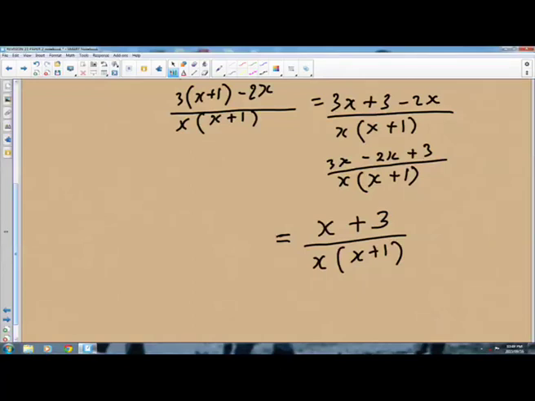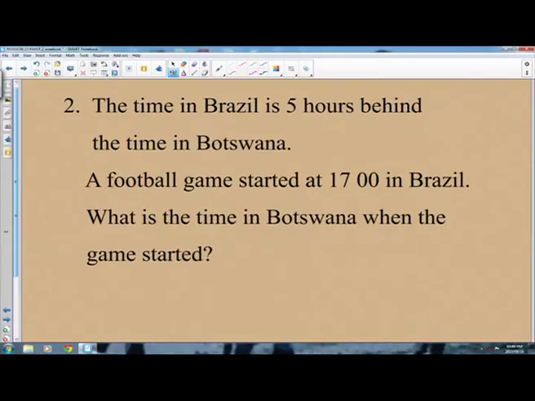And then the next revision question. Question number 2. The time in Brazil is 5 hours behind the time in Botswana. A football game started at 17 hours in Brazil. What is the time in Botswana when the game started? So we are told that the game started at 1700 hours in Brazil, and then what is the time in Botswana when the game started? The information is here. It says the time in Brazil is 5 hours behind. So Botswana is behind Brazil by 5 hours. So if the game started at 17 hours in Brazil, what was the time in Botswana?